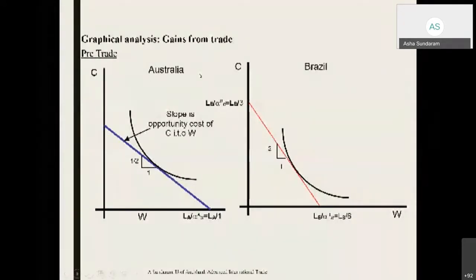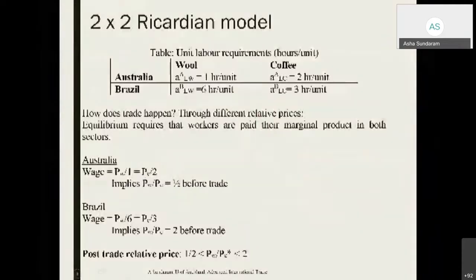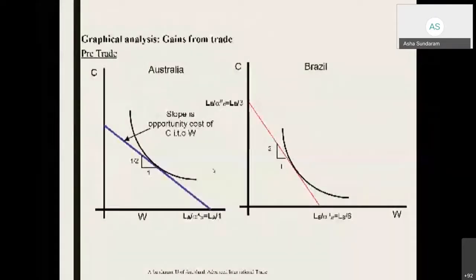What that means for Australia is, because of this condition here, it now makes sense for all Australians to really focus on the production of wool and give up production of coffee. It's no longer profitable to make coffee in equilibrium. And so that is where you're going to get this specialization. So all Australians will move to the production point here where all the labor is going into wool.